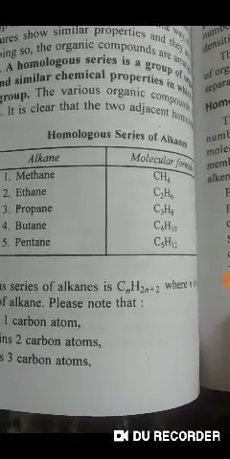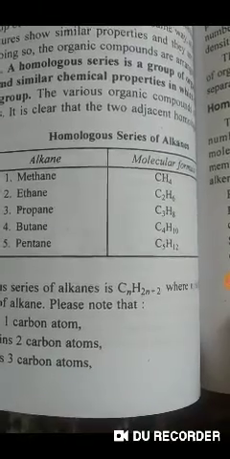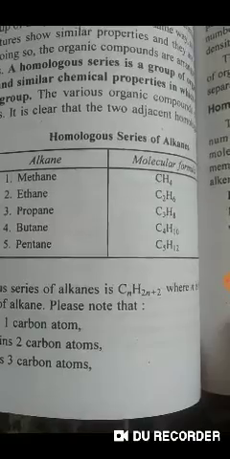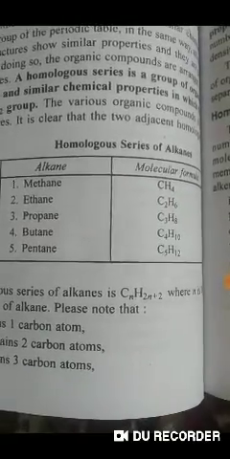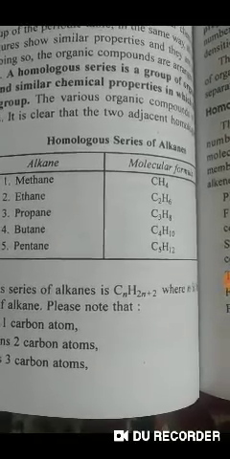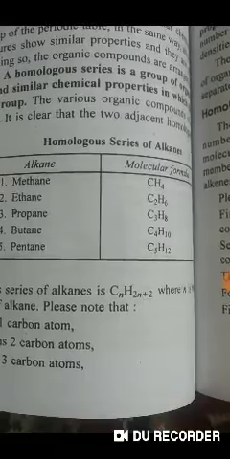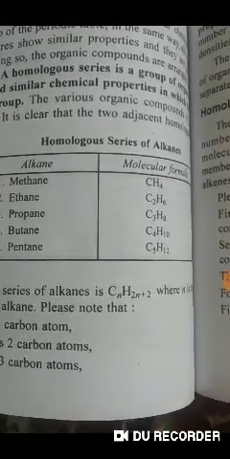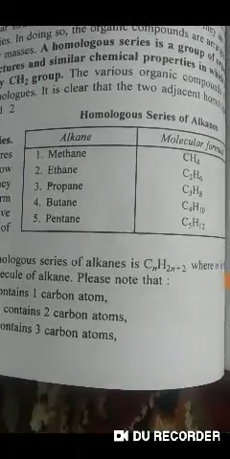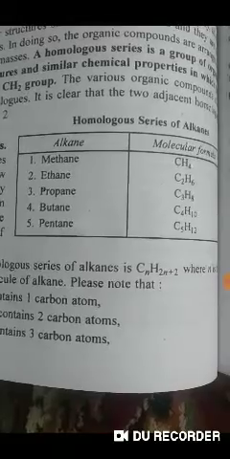The fourth characteristic of a homologous series is that all the compounds of a homologous series show similar chemical properties. The fifth characteristic is that the members of a homologous series show a gradual change in their physical properties with increase in molecular mass.